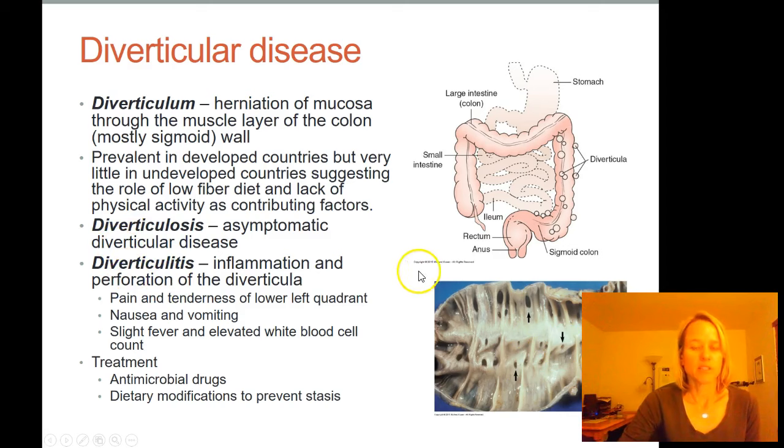And this can result in pain and tenderness over the lower left quadrant, where the sigmoid colon is found, nausea and vomiting, fever, and elevated white blood cell count. Treatment is through the use of antibacterial drugs and dietary modifications to help keep things moving.